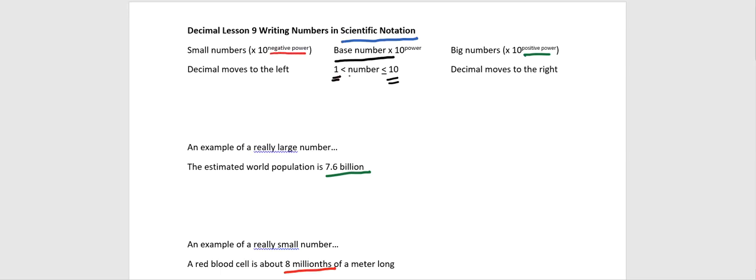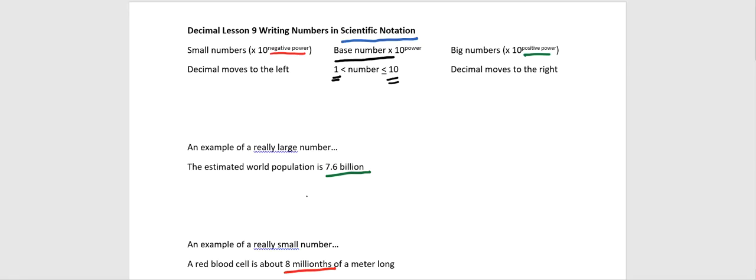So I can have something like 1 times 10 to the third, and that's perfectly okay because that base number is at least 1, but less than 10. But I can't have something like 12 times 10 to the fifth, because that base number 12 is bigger than the number 10. So I guess the best way for you to see this is really just for me to demonstrate it. So let's start with this first number down here.